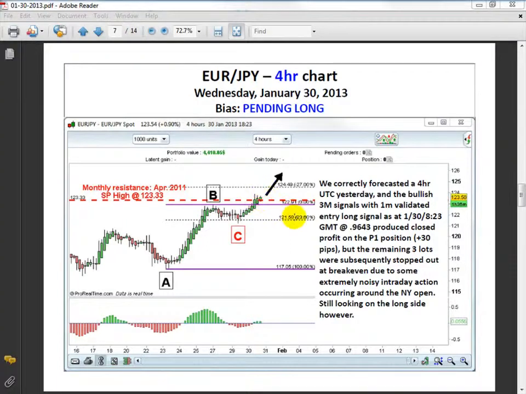So everything was just suggesting bullish breakout left, right, and center. Our comment on Wednesday was as follows, quote, "We correctly forecasted a 4-hour uptrend continuation yesterday," that is Tuesday, "and the bullish 3M signals with 1-minute validated entry long signal as at January 30th, 8:23 a.m. GMT at 96.43 produced closed profit on the P1 position plus 30 pips, but the remaining 3 lots were subsequently stopped out at break-even due to some extremely noisy intraday action occurring around the New York Open. Still looking on the long side, however."